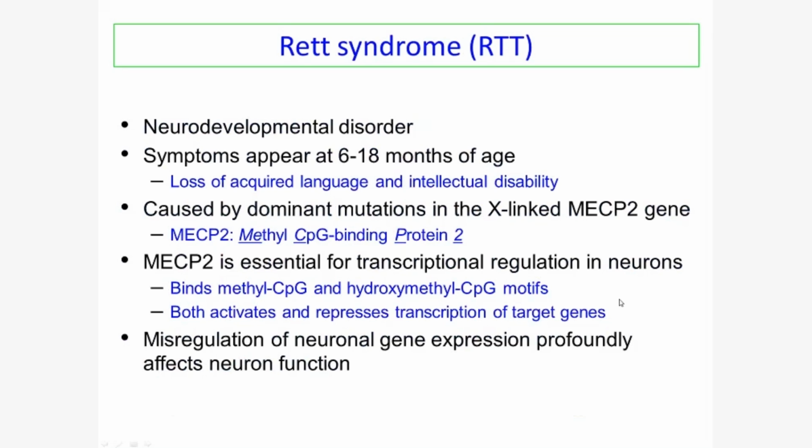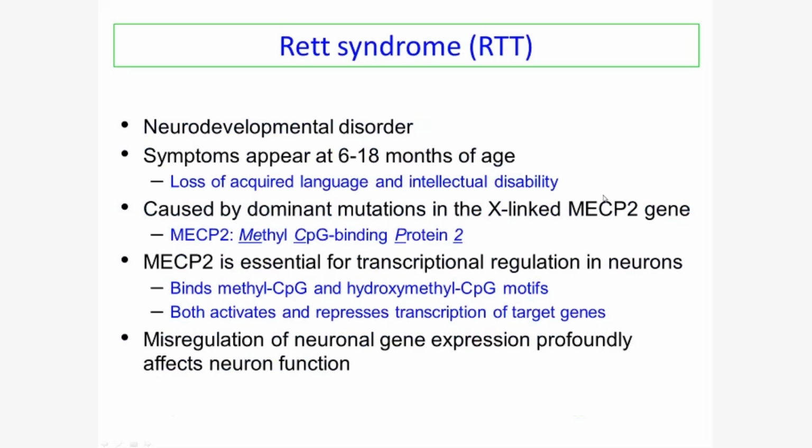So Rett syndrome is a severe neurodevelopmental disorder that is almost exclusively seen in females. The symptoms appear first at around 6 to 18 months of age, and these symptoms include a loss of acquired language, intellectual disability, and a number of different behavioral phenotypes, as well as breathing and eating difficulties. The vast majority of cases of Rett syndrome are caused by mutation of the gene MECP2, or methyl CpG binding protein 2, which is found on the X chromosome.